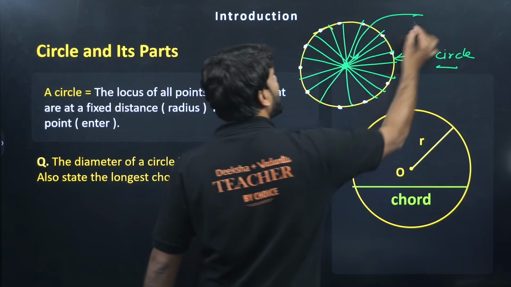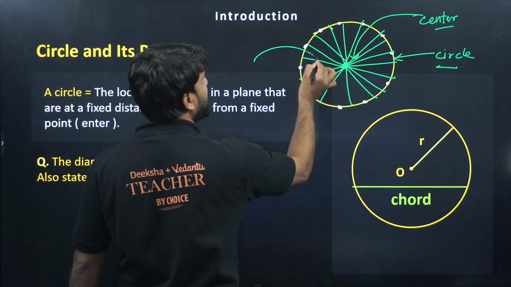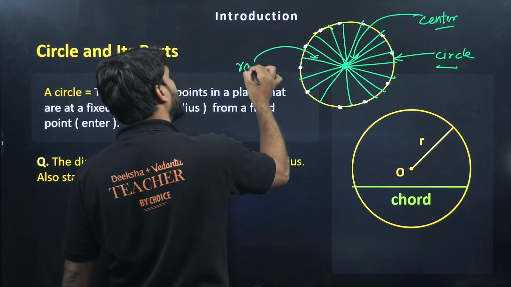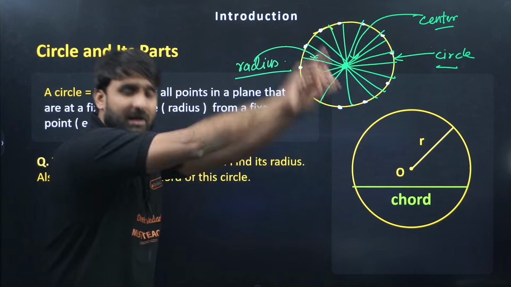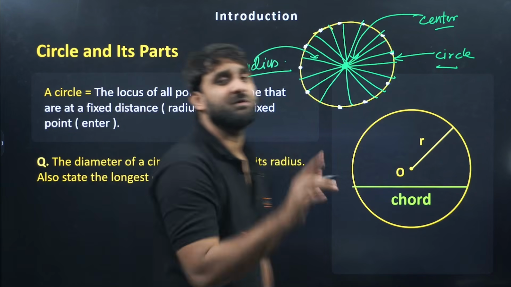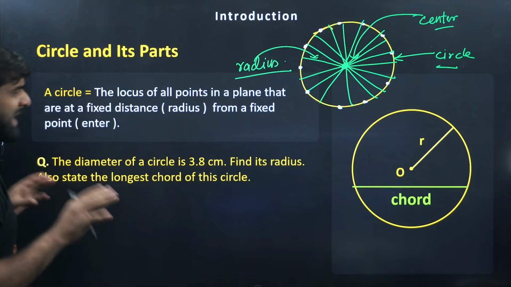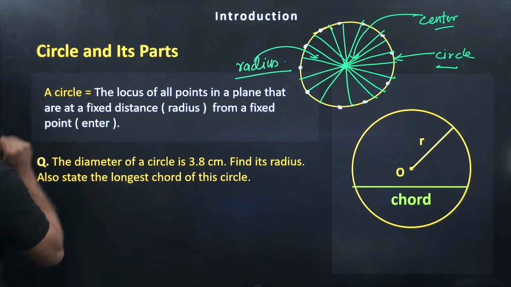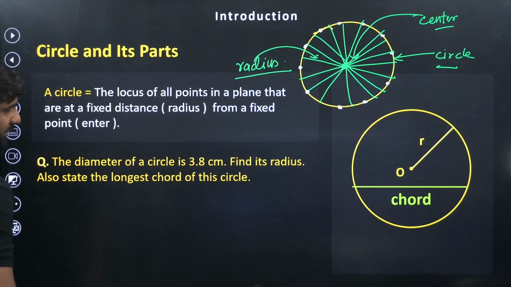This green color is called the center, and these lines are called radius. The fixed distance is called radius, the fixed point is called center, and the complete locus, the boundary, is called circle. Clear, everyone? I hope this is clear to you.